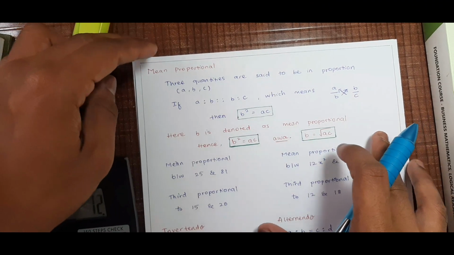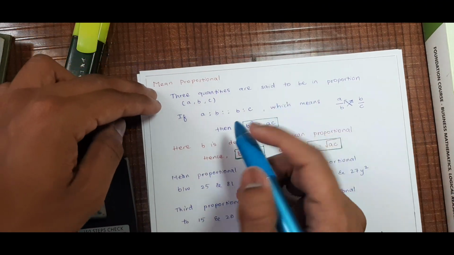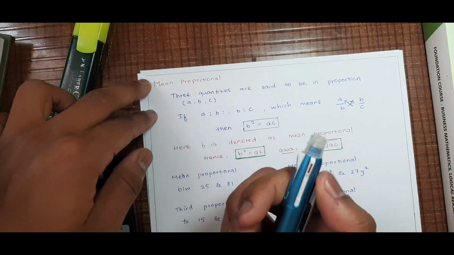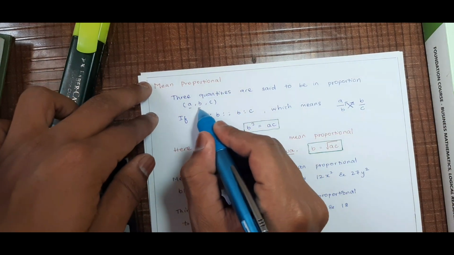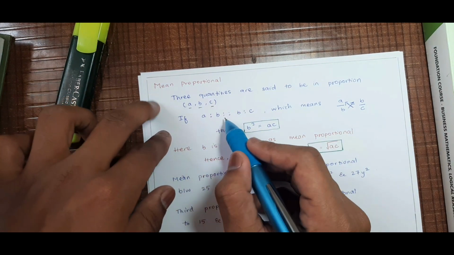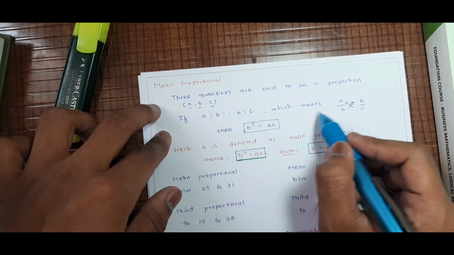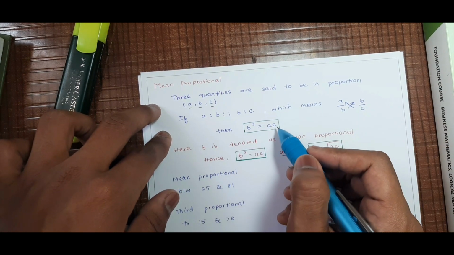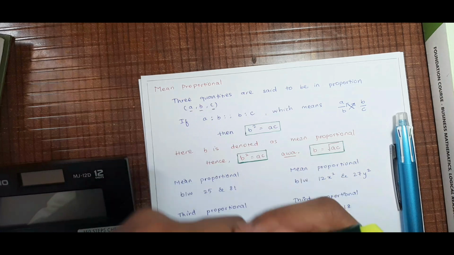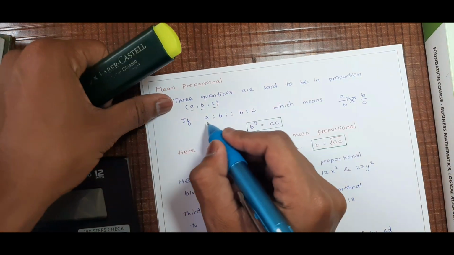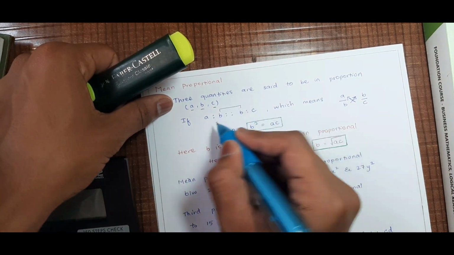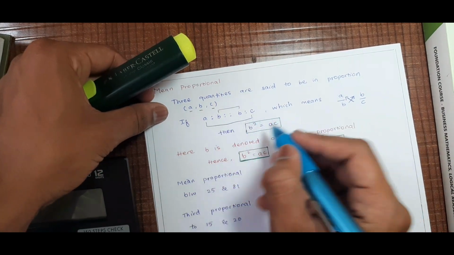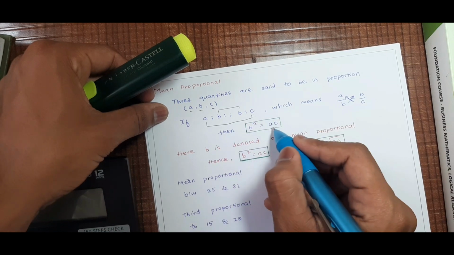Now mean proportion. Say 3 quantities are said to be in proportion, and those 3 quantities are A, B and C. If A is to B as B is to C, which means A by B equals B by C, then B square equals AC. This is very simple. Product of means equals product of extremes. So B into B is B square and A into C is AC.